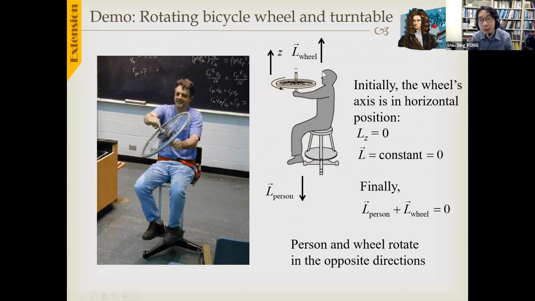Okay, so that means if the wheel rotates in clockwise direction, the person is rotating in anti-clockwise direction, and vice versa. If you flip the whole thing, the wheel now has angular momentum pointing down, and that means the person's angular momentum will be pointing up. They always rotate in the opposite direction to maintain the initial zero total angular momentum.